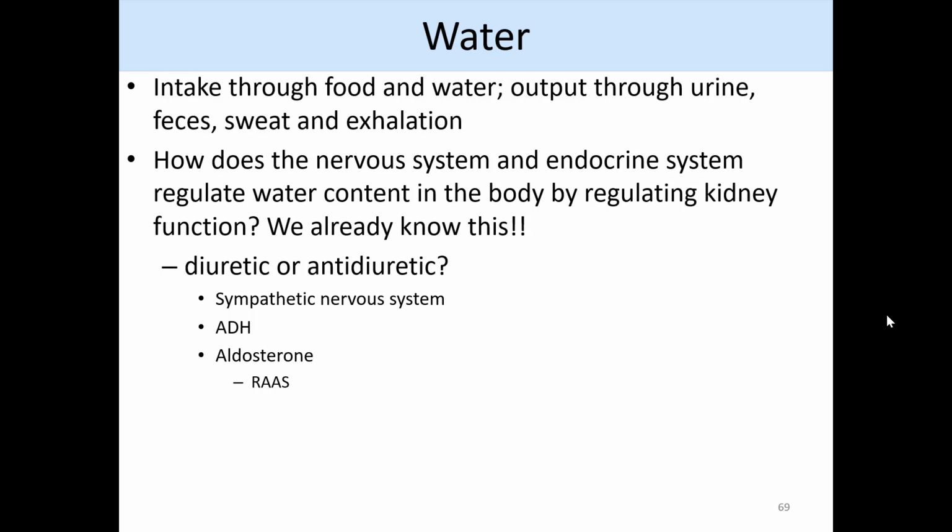Aldosterone is released from the adrenal glands, and aldosterone will tell the nephron tubules to increase sodium reabsorption, and water will follow the sodium. And by increasing water retention in the blood, we will decrease urine volume. Don't forget that aldosterone can be activated by angiotensin II, which can be activated by renin, and we know that the sympathetic nervous system can also cause the release of renin from the juxtaglomerular cells.